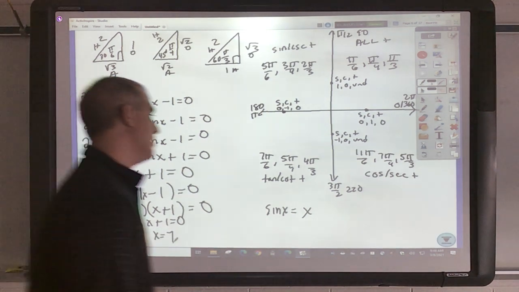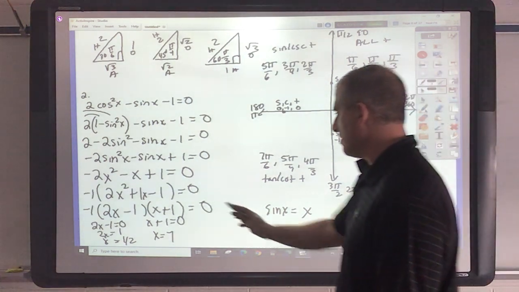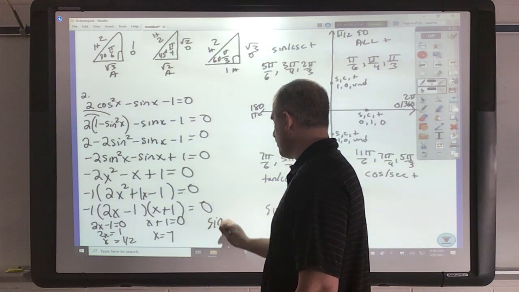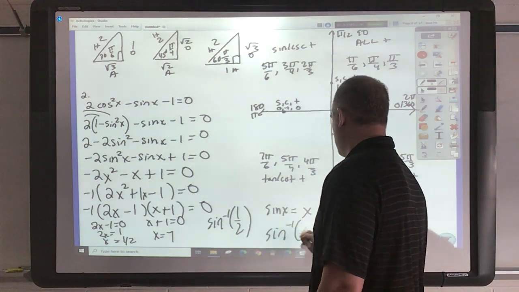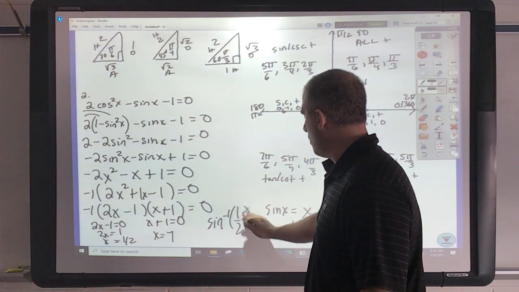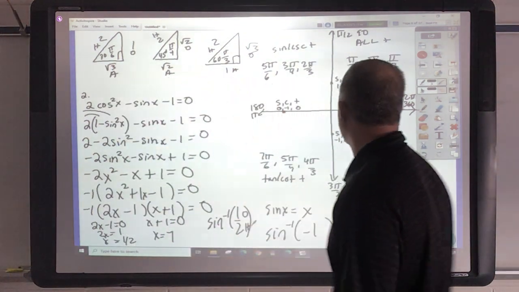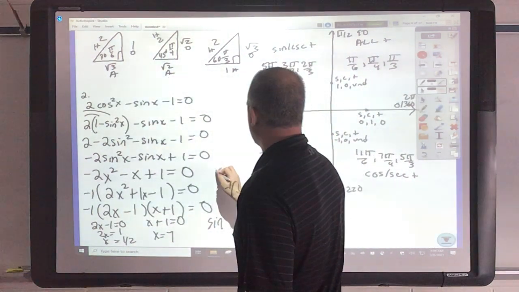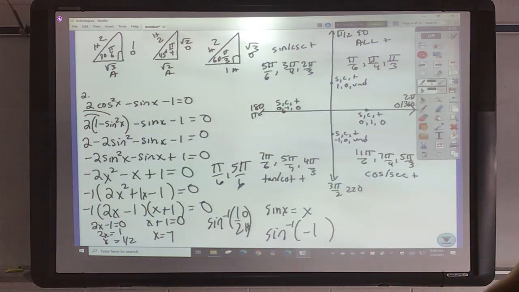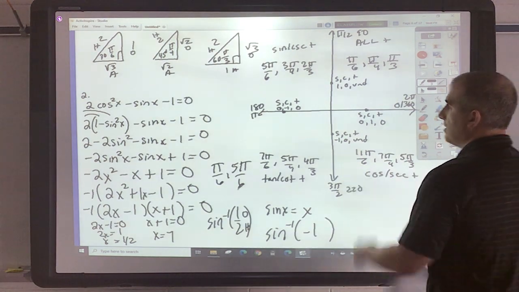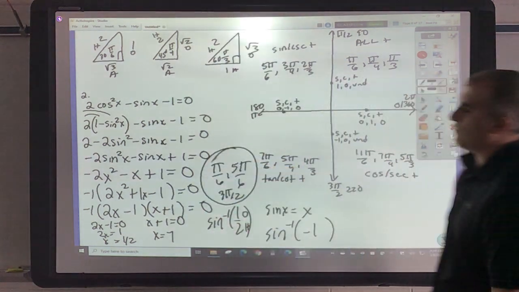All right, now what I want to do is go ahead and bring those back here. So I want to find the sine inverse, basically, of 1/2, and I want to find the sine inverse of negative 1. Okay, so O over H, that's this pi over 6. So I'm looking for where sine is positive. So it is those two. So my first answers are pi over 6 and 5 pi over 6. Where is sine negative 1? Sine would be negative 1 only down here at 3 pi over 2. And those would be my answers for that.